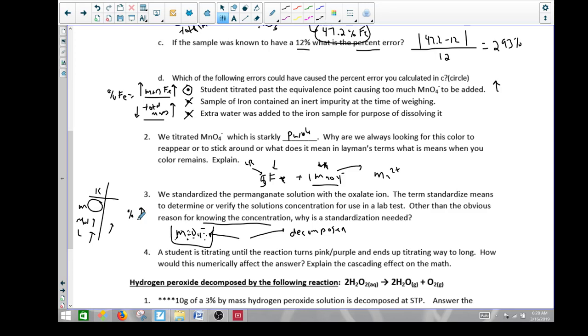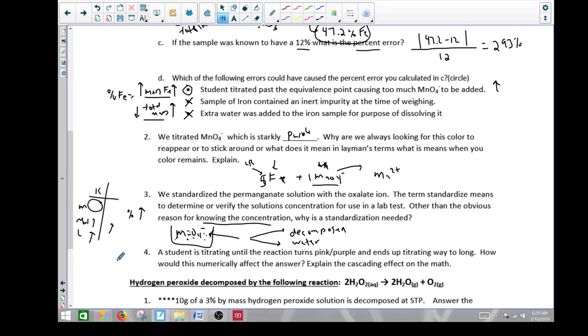Another reason would be if maybe this stuff is what we call hygroscopic, which means it collects water from the atmosphere. So in that case, once again, it's going to cause my molarity to be too high in error, causing the same phenomenon.